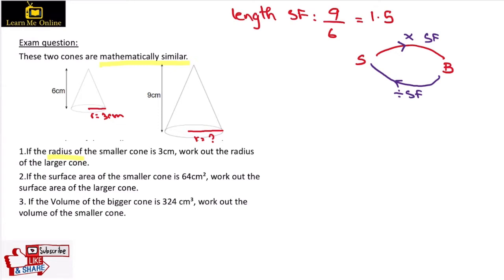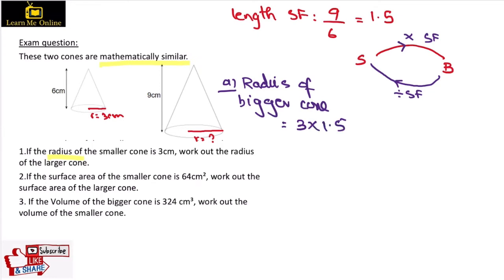We know the radius of the smaller cone, and we are finding the radius of the bigger cone, so this time we multiply. To find the radius of the bigger cone, you take the radius of the smaller cone, which is 3, and multiply it by the scale factor, which is 1.5. 3 times 1.5 gives 4.5 centimeters, and that's the radius of the bigger cone.